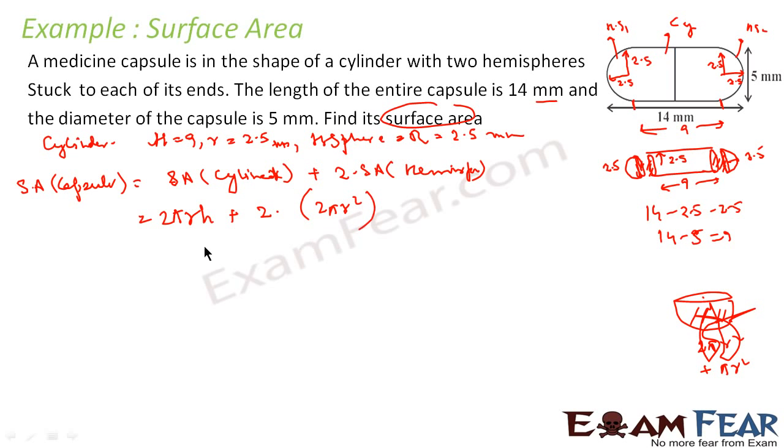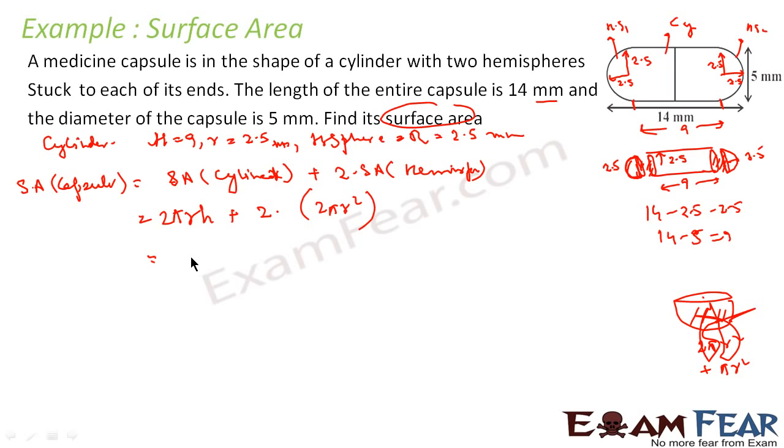See, if you see this, there is no overlapping in the curved surface area. This curve does not overlap, this curve also does not overlap, this curve also does not overlap. So we need not subtract anywhere. These parts were overlapping, but we didn't even take them. When we are saying surface area, we are taking the curved surface area of the cylinder, and when we are taking the surface area of a hemisphere, we are taking the curved surface area only of the hemisphere also.